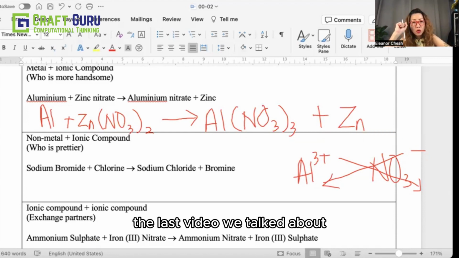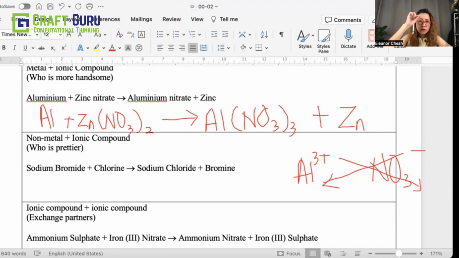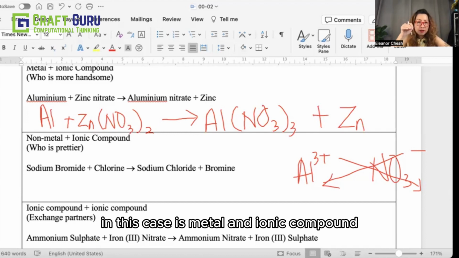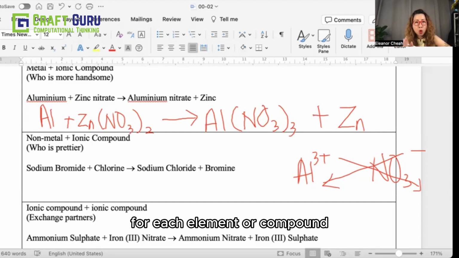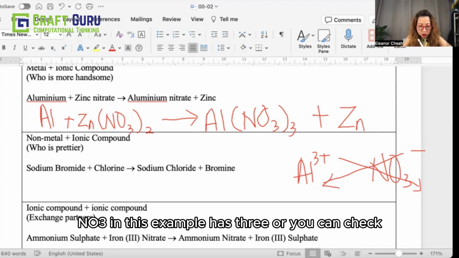In the last video we talked about the steps of how to write a chemical equation: write the correct formula for both metal or non-metal. In this case, it's metal and ionic compound. After you have written all the formulas correctly for each element or compound, then only we balance the equation. Normally, we start from the negative ion. Let's see, NO3 in this example has 3.